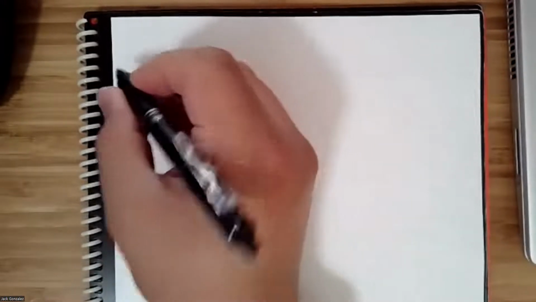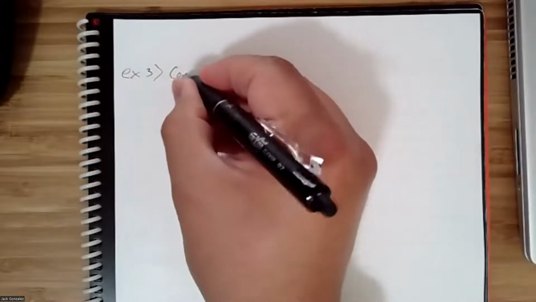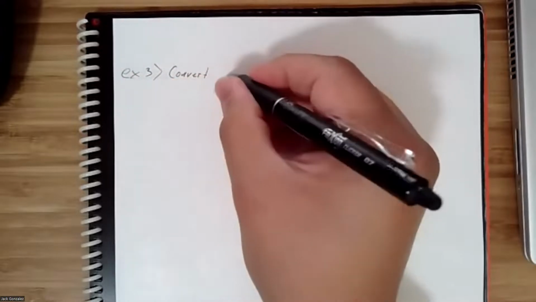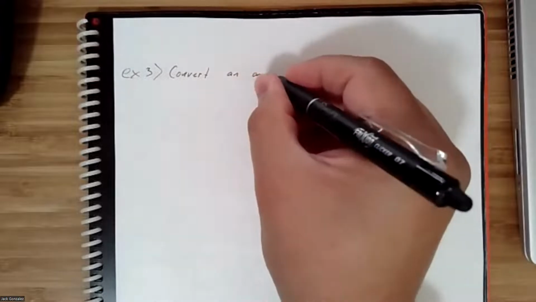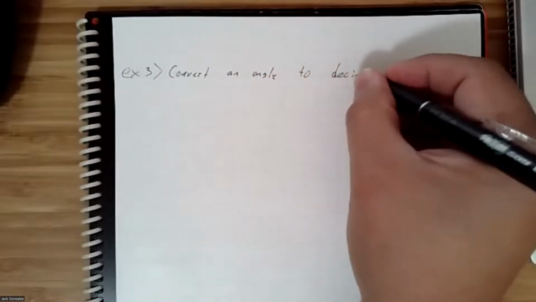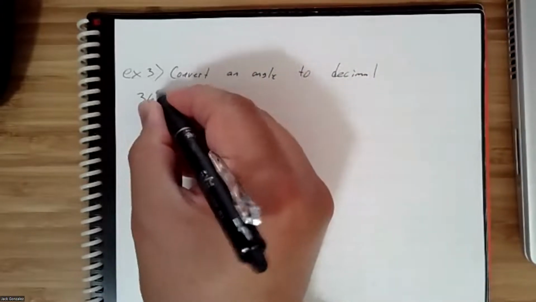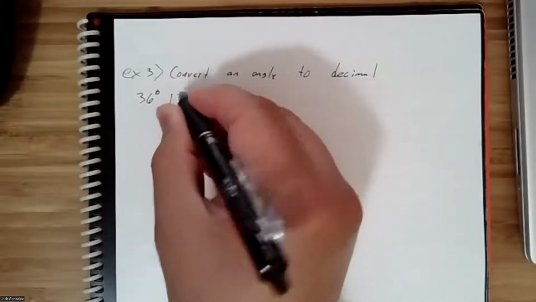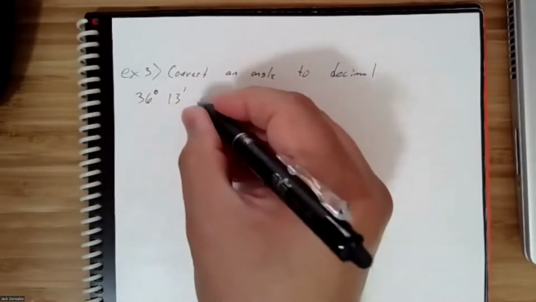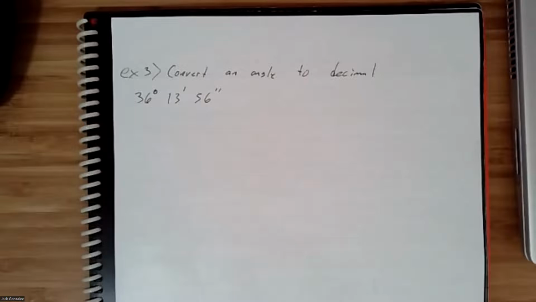I think this is example 3 now. Convert an angle to decimal. So if you have, let's say, 36 degrees, 13 minutes, 56 seconds, can you change that into a basic just degrees type of problem?